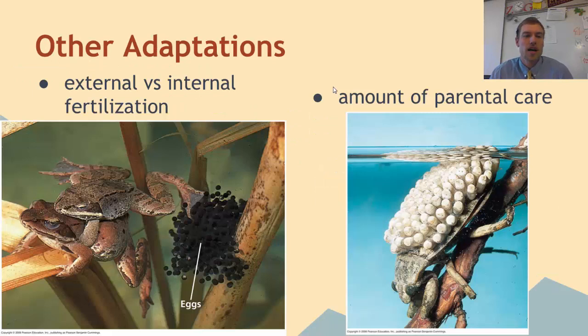Some other adaptations: you can have either external or internal fertilization. Obviously, external fertilization is going to put your babies at a lot more risk, as opposed to internal fertilization. External fertilizing organisms tend to release a lot more eggs, and tend to have a lot more children because more of them are going to be eaten.